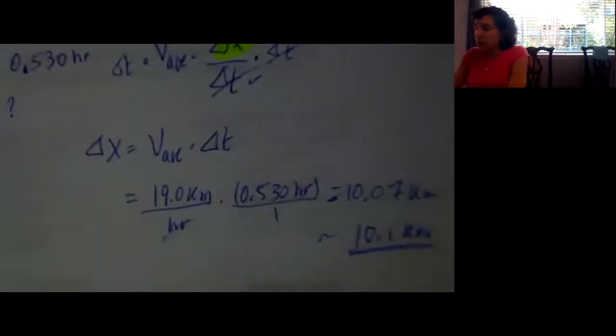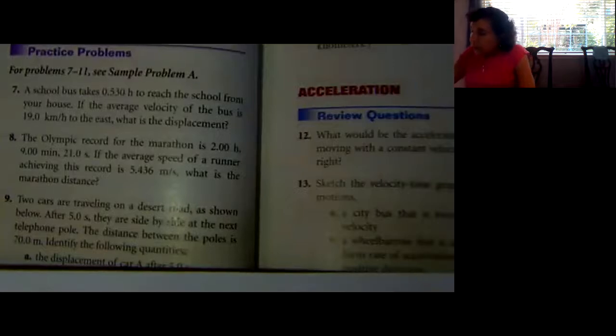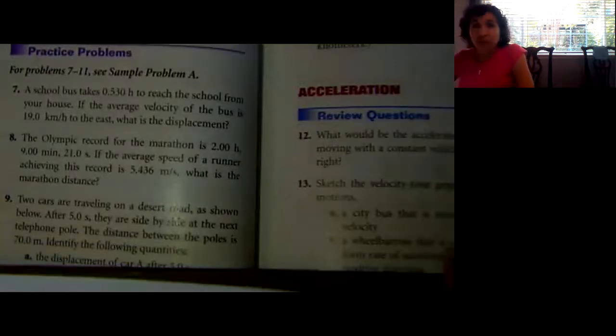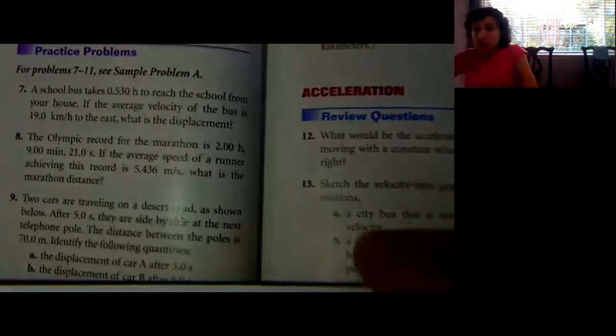All right, hope you guys can still see this. Let's look at the second problem. Number 8 on the same page, page 68. It says, the Olympic record for a marathon is 2 hours, 9 minutes, and 21 seconds.